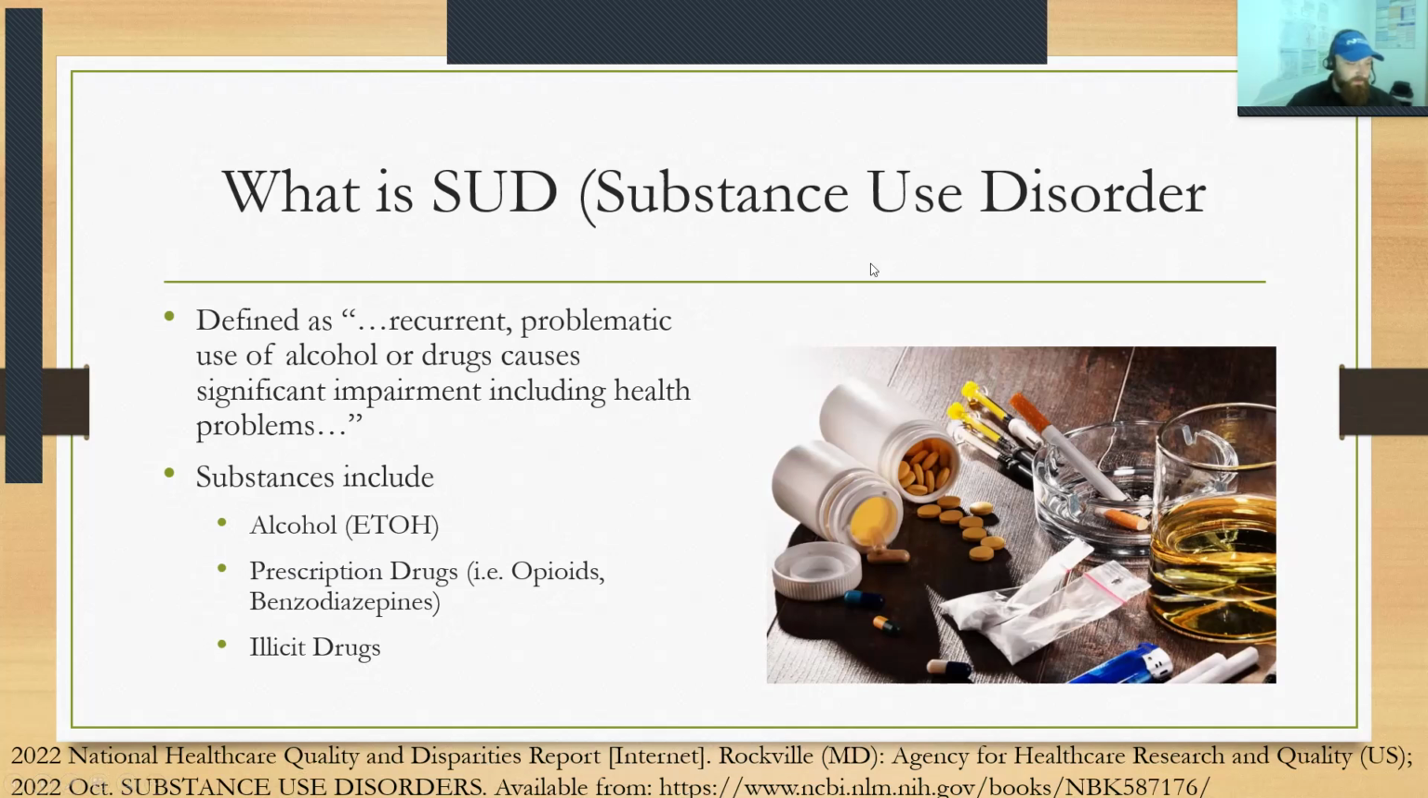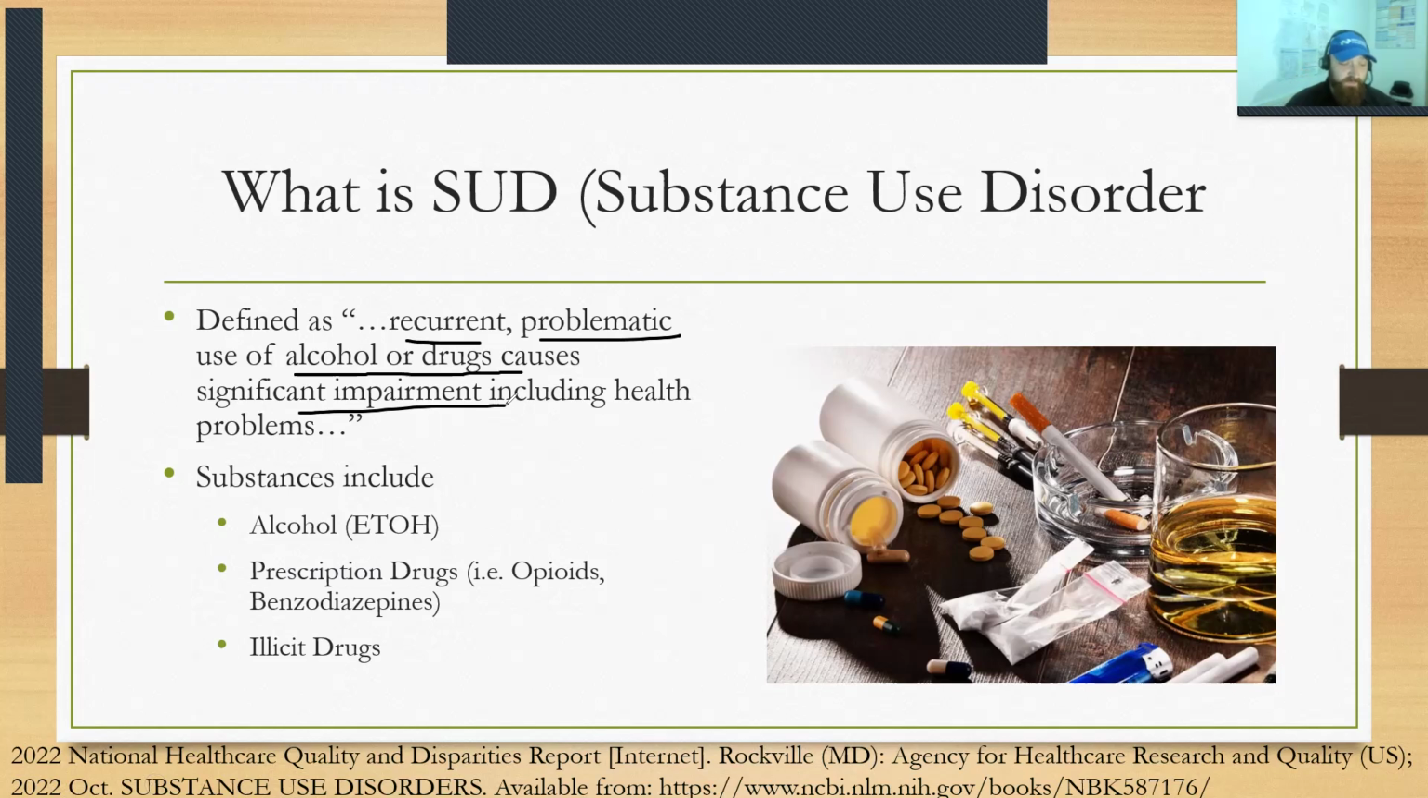So, the diagnosis of substance use disorder. Well, it is defined as a recurrent, problematic use of alcohol or drugs that causes significant impairment, including health problems. The definition is actually much longer than that, but the main theme is that it is recurrent and problematic, and it is the use of alcohol or drugs. And what we see here is that it is an impairment.